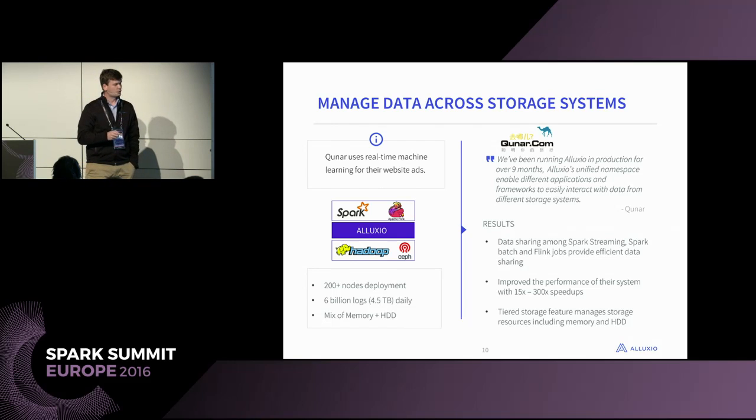The computations that Qunar would be running were a mix of Spark streaming, Spark batch processing, as well as Flink jobs. And across these different frameworks, Alluxio provided memory sharing or data sharing, often at memory speed if the applications benefited from data locality, resulting in speed-ups between 15x and 300x. What I like about this quote is that they were actually running the production cluster for over 9 months, which illustrates the stability and maturity of this ecosystem with Alluxio in the middle of it.